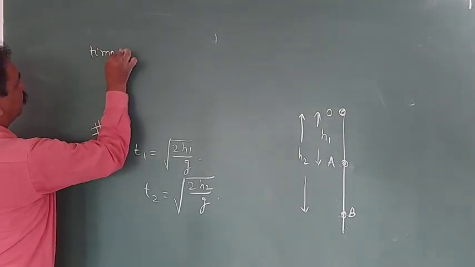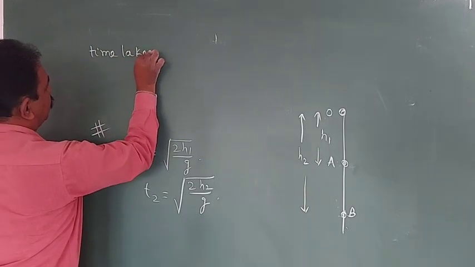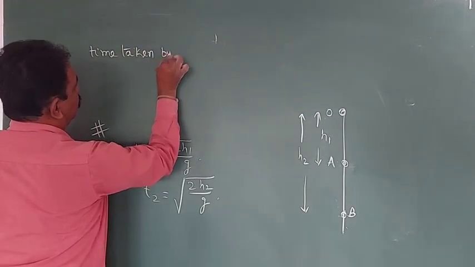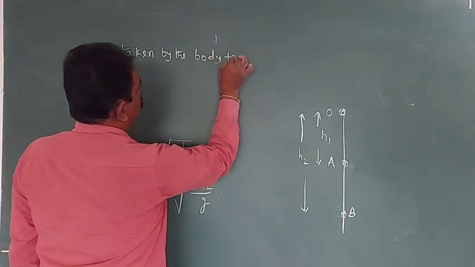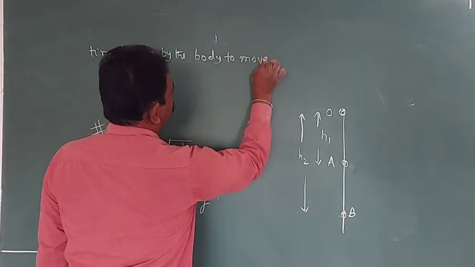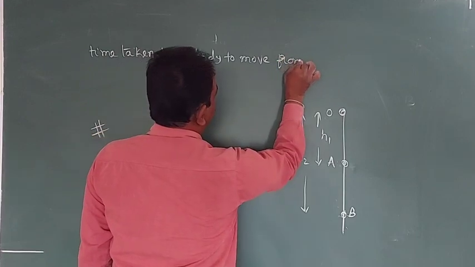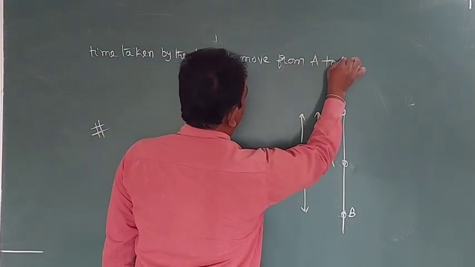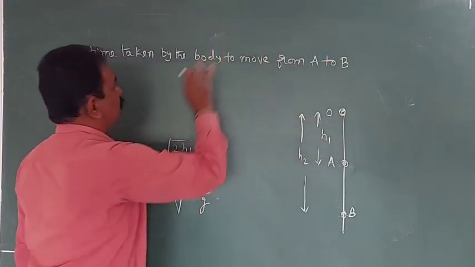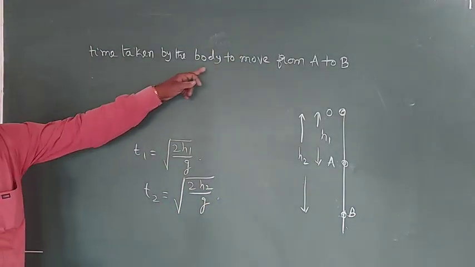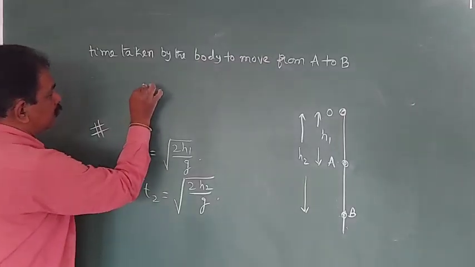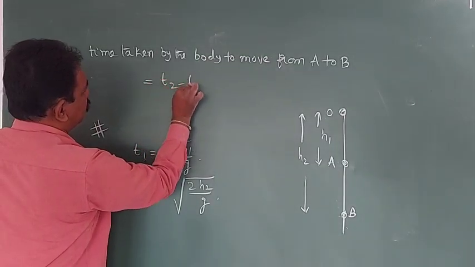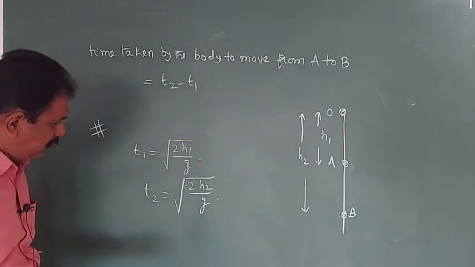Time taken by the body to move from A to B is equal to T2 minus T1.